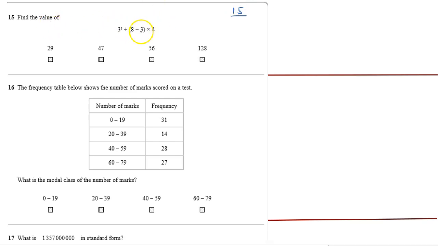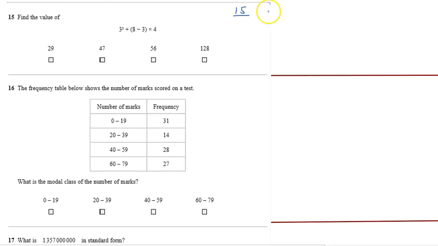Find the value of 3 cube plus (8 minus 3) multiply 4. Now first we have to simplify the bracket. So 8 minus 3 is 5, multiply 4, plus. Now this is separate, so we can write this one. 3 cube will be 3 multiply 3 multiply 3. 3 times 3 is 9, times 3 is 27.